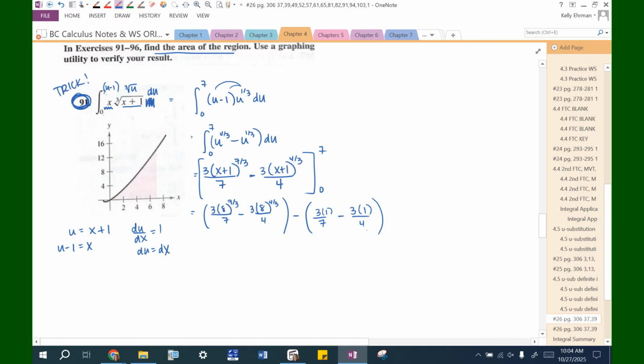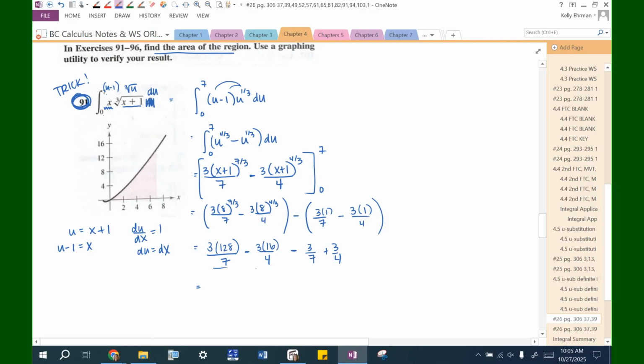And maybe I would leave my answer like that if it's free response, or we should be able to simplify a bit. The cube root of 8 is 2. 2 to the 7th is 128. 2 to the 4th is 16. Minus 3/7 plus 3/4. What if I still don't see my answer?